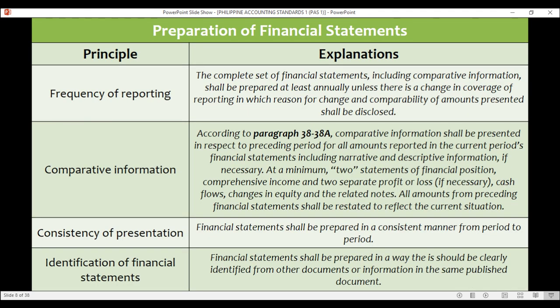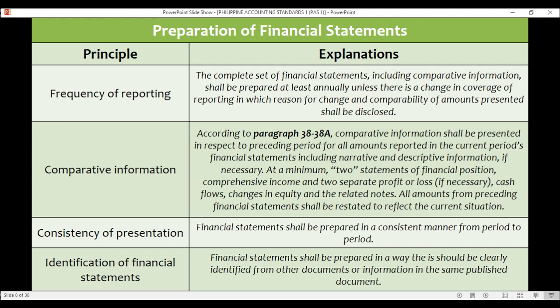Frequency of reporting. The complete set of financial statements, including comparative information, should at least be prepared annually, unless there is a change in the coverage of financial reporting. That should be disclosed. The reason for the change should be disclosed, and also the comparability of amounts shall be disclosed if there are changes, and the comparability of those amounts presented.